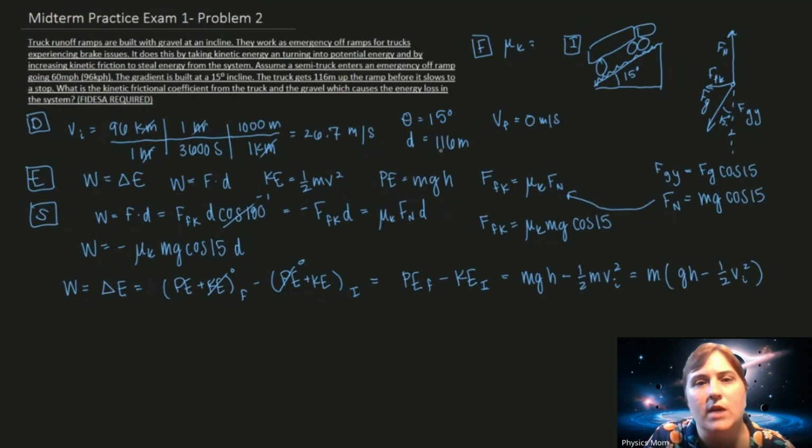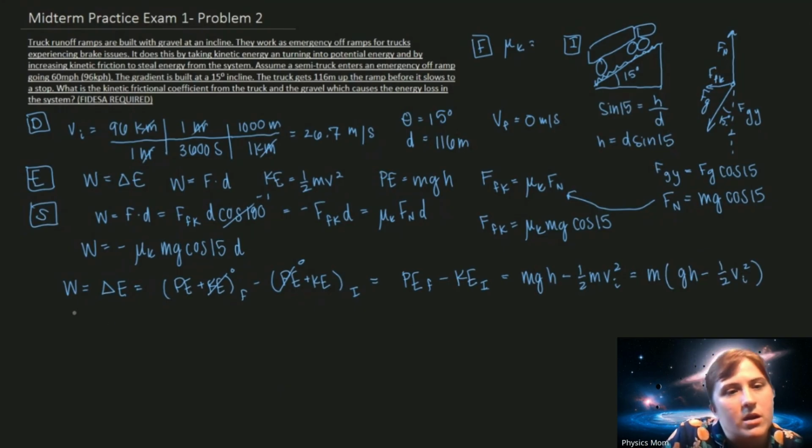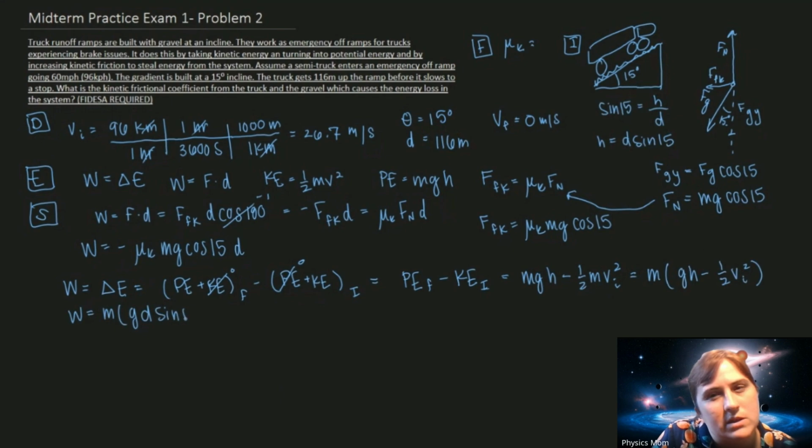I do know that it travels a diagonal distance of 116 meters. With respect to the height, that's this part of my right triangle here, which we'll note is the opposite side of the angle. So the height, if I look at sine of 15 degrees, that's going to be the opposite, that is the height, over the hypotenuse, that's the diagonal distance it travels. So I'm just going to solve for height. Height is going to be the diagonal distance times the sine of 15. I'm going to plug that in there. I get work is equal to mass, gravity, instead of writing height, I'm going to write diagonal distance, sine 15, minus 1/2 the initial velocity squared.